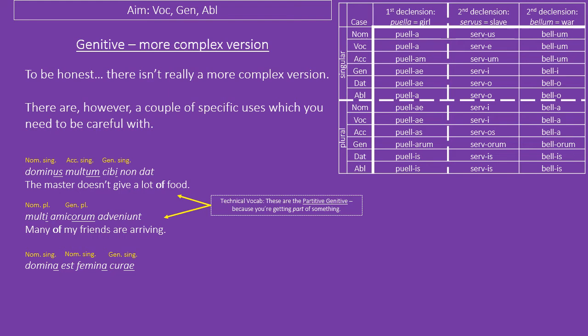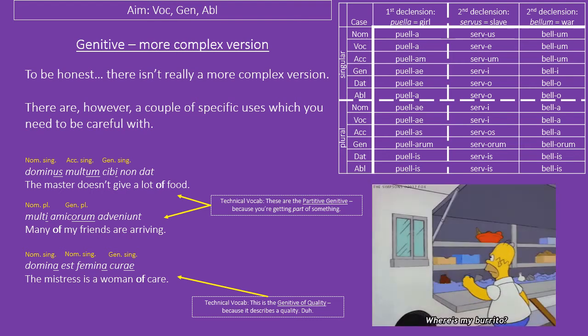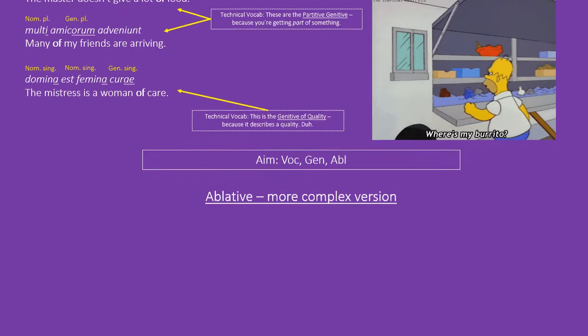Last one down, domina est femina curae. There's our genitive. The mistress is a woman of care. Normally you'd see something like of courage here, of courage there, but I'm trying to avoid the declension nouns. As you can see there, this is what happens when you don't give a lot of food.